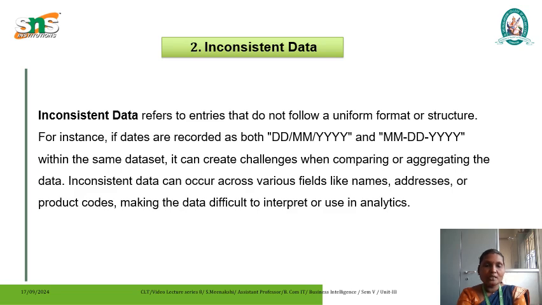So inconsistent data can occur in various fields like names, addresses, or product codes, making the data difficult to interpret or use in analytics. So the data has to be maintained consistently. Take for example, the format of the dates can be recorded in different ways, which makes it difficult for the analyst to compare effectively. So this kind of error is called inconsistent data.